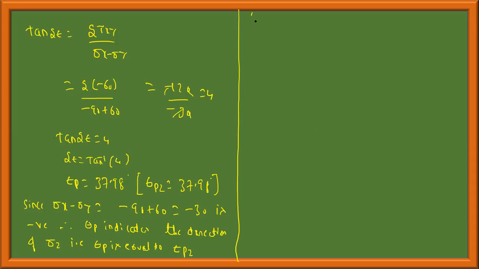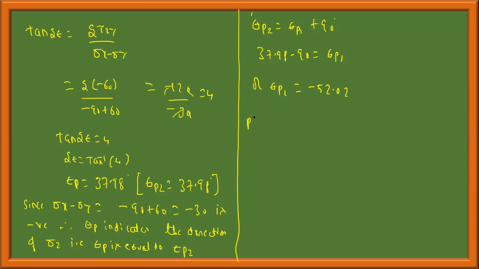And we know that theta p2 is equal to theta p1 plus 90 degrees. Therefore 37.98 minus 90 is equal to theta p1, or theta p1 is equal to how much? Minus 52.02. Minus 52.02.